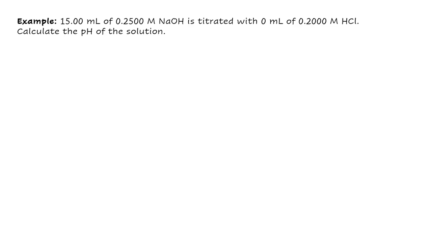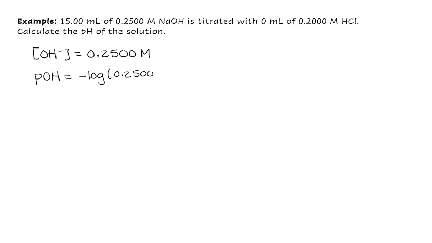In our example, we see that the titrant volume is at 0 milliliters, which means we do not need a millimole table. So to calculate the pH, we're going to start by noting our hydroxide ion concentration, which is 0.2500 molar, the original molarity given in the problem. We'll then calculate pOH, which is negative log of the OH, or negative log of 0.2500. We typically don't include the units within the log term because you can't take the log of a unit.